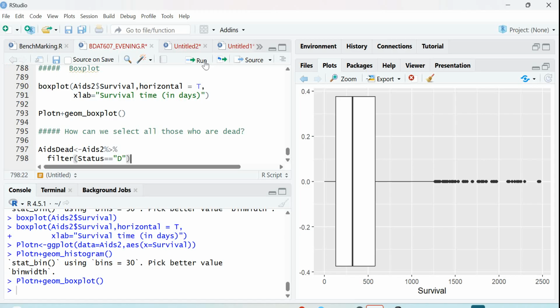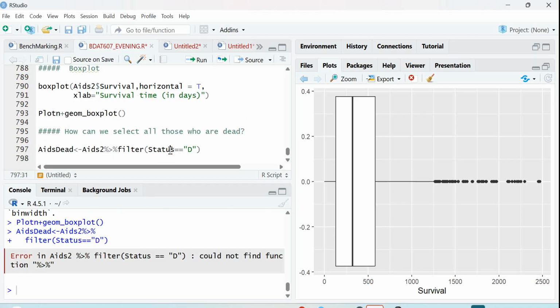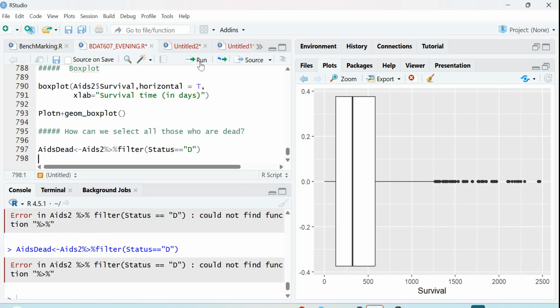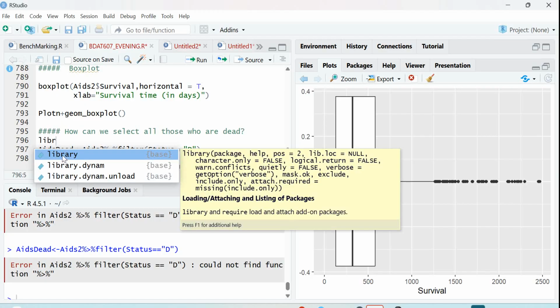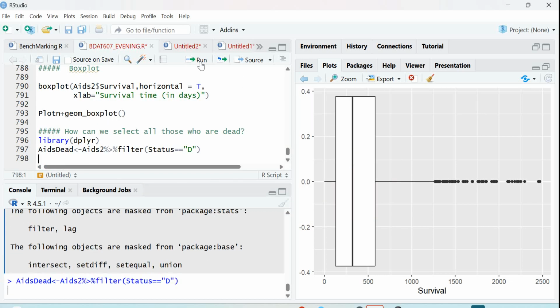Okay, so let's see. Error. What's the reason? Why are we getting this? We didn't run the library before. There is a particular library that we need. DPL. Yes, yes.